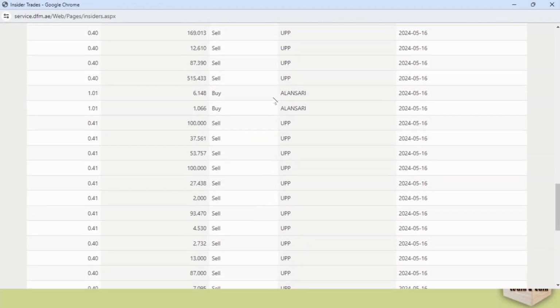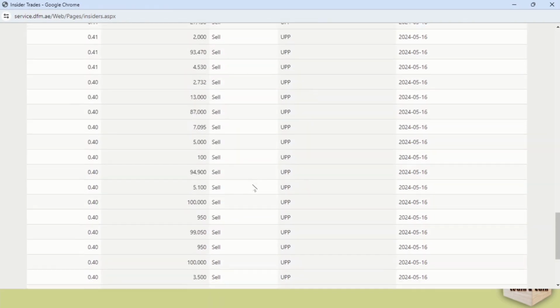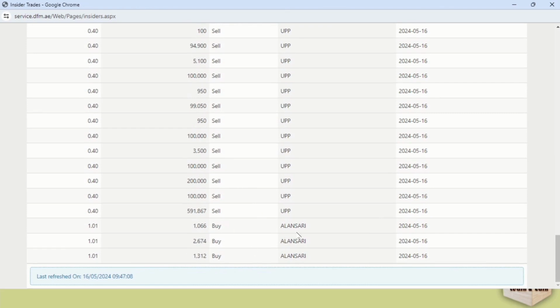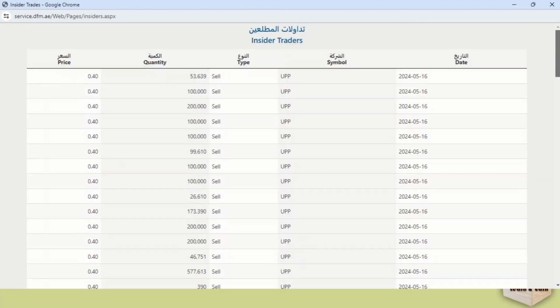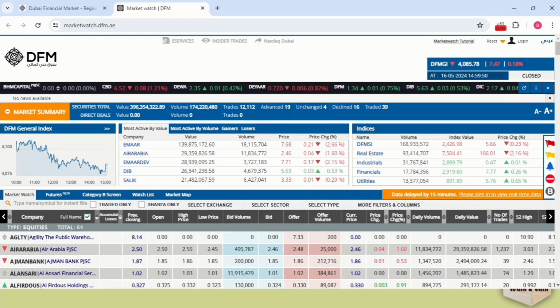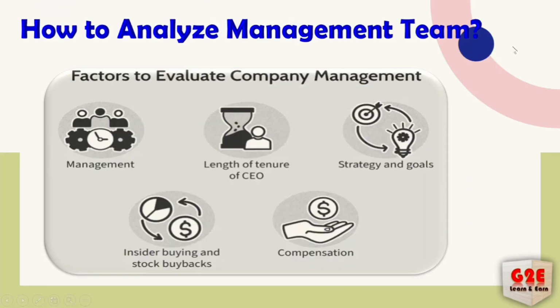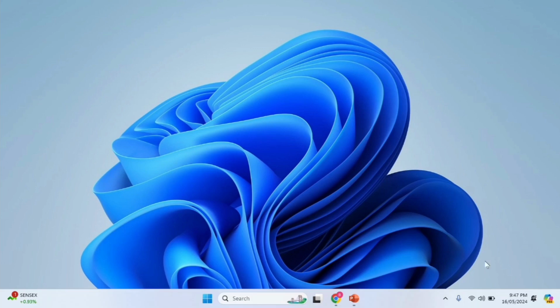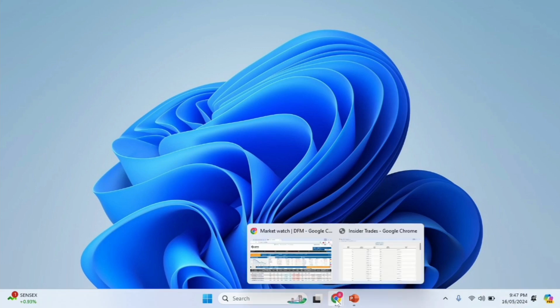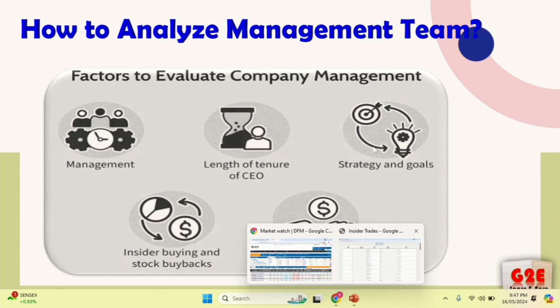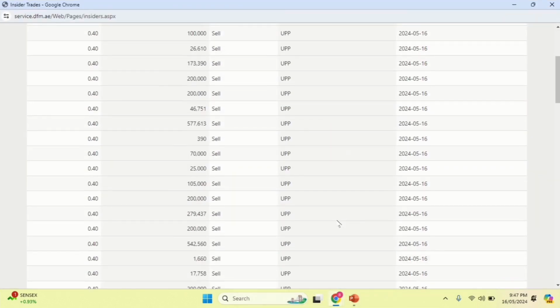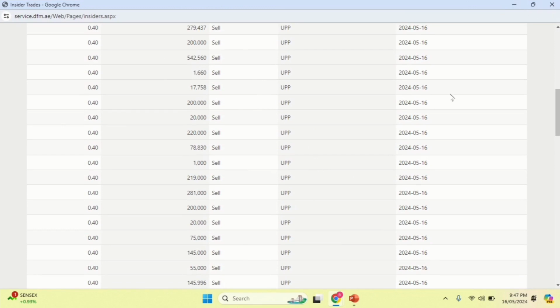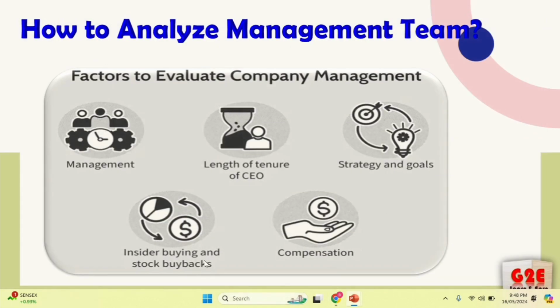And from here, you can look at Al-Ansari. It's available for buy. Okay, what does it mean? Al-Ansari will go up. Okay, see here, many buys happened for Al-Ansari, and yesterday also. This is the report which I downloaded today. Okay, today the date is the 16th, and yesterday also insider buying happened for DFM, more for Al-Ansari, and selling happened for UPP. So this is a way you can decide whether a stock will go up or down.